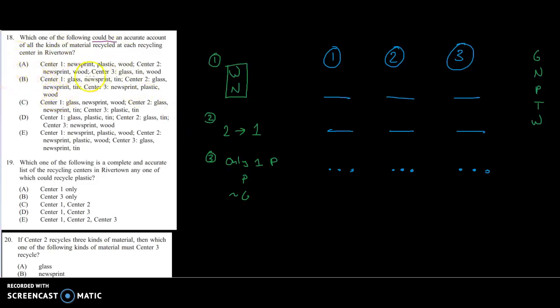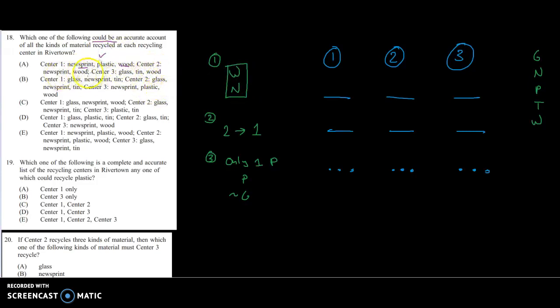Let's start with A. Remember what our rules are. If we have wood, we have to have newspaper as well. Whatever's in 2 has to be in 1, and there's only one P, and if we have P, no glass to go with it. So let's see what might break our rules. Center 1: newsprint, plastic, wood. Well, there's plastic. We only have one of those, but we'll come back to that in a minute. We have wood in there and newsprint, so far that's okay.